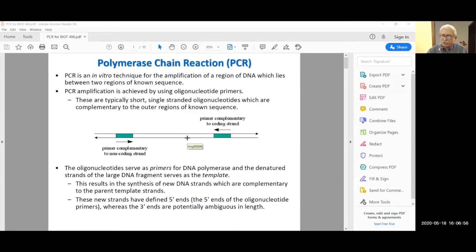And then we come to the procedure. Template is one of our requirements. Taq polymerase is the second requirement. Then we need primers, because primers are always required for any sort of DNA replication mechanism. Okay, this enzyme, whether it is Taq polymerase or Pfu polymerase, always requires a divalent cation.